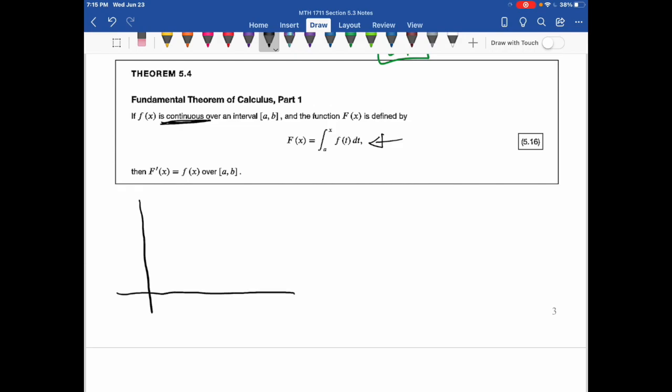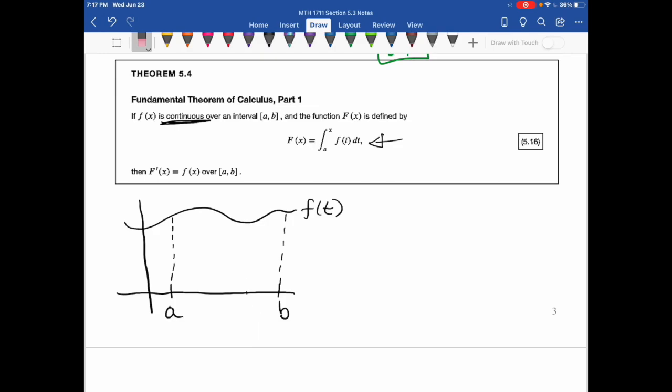So let's say we have some generic function. I'll call it f of t. And we're looking at a closed interval a to b. And we pick just some random x between a and b on that interval. So let's say this is x. Now, the fundamental theorem of calculus tells us that if f is continuous over this interval, then capital F of x is differentiable at every x, any x that I pick on that interval a to b, and the derivative of capital F of x is going to be equal to the lowercase f of x.